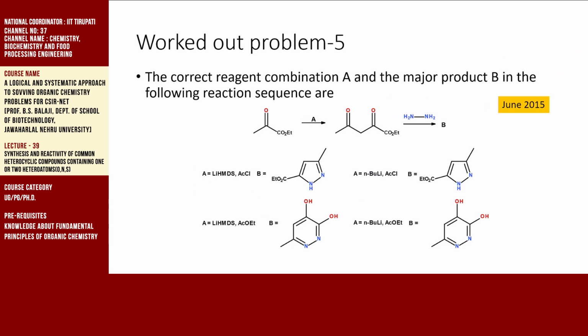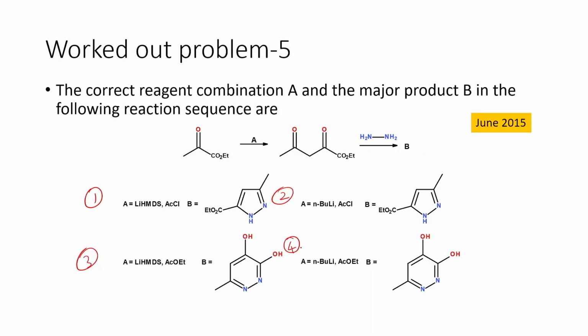Let us move on to the next problem. So here the right reagent combination A and the major product B in the following reaction sequence are asked. We are given 4 options, 1, 2, 3 and 4, and we are going to figure out what reagent is used in the first step and what final product will be formed. So if we have, this is nothing but a ketoester. The ketoester is treated with some reagent and that leads to the formation of a beta-ketoester, and the next step is reaction with hydrazine.